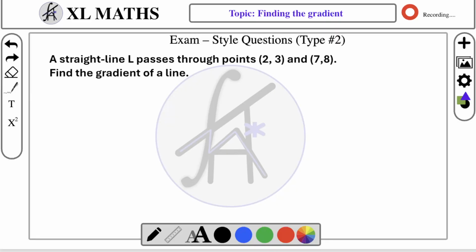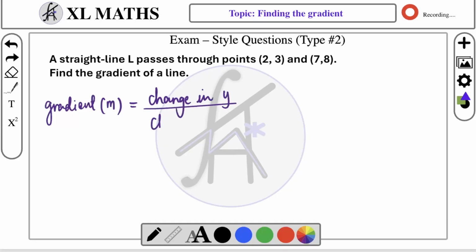Okay, so let me tell you how to find out the gradient. The gradient, that is also represented with the letter m, is change in y over change in x. We literally need not represent these coordinates in the graph and then try finding out the gradient with the help of previous understanding. We just need to do the change in y over change in x.